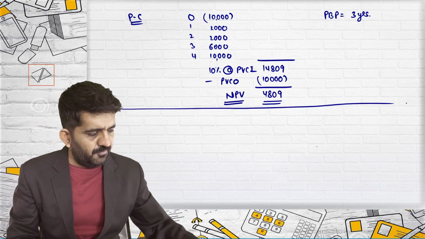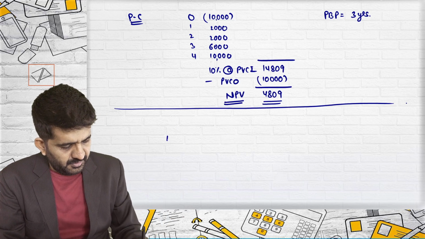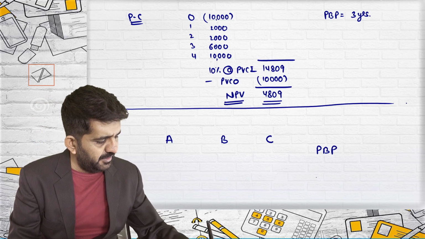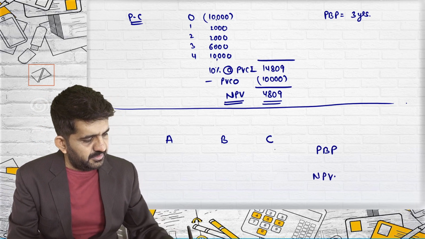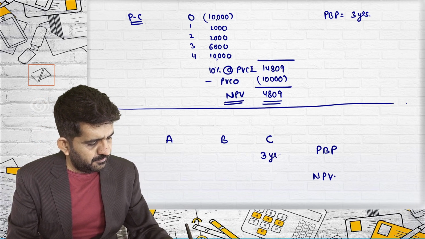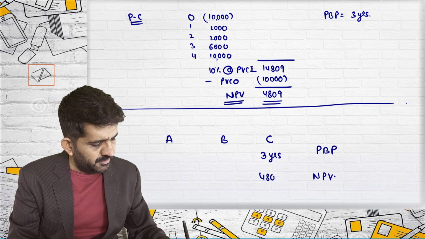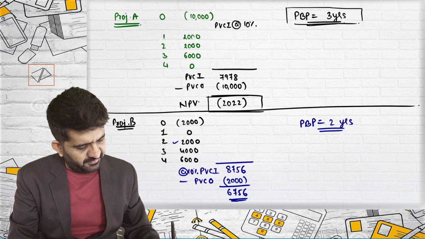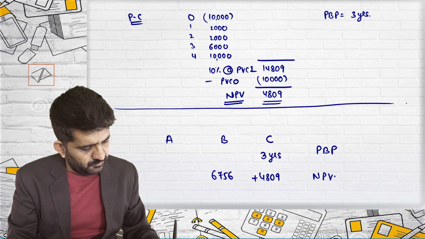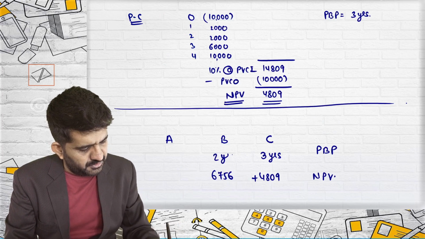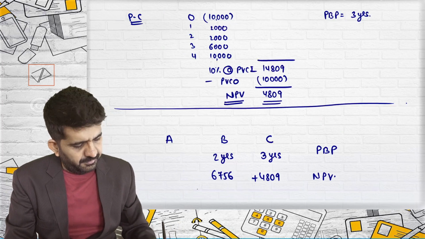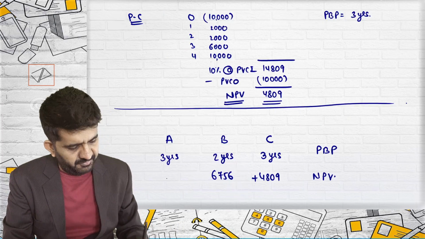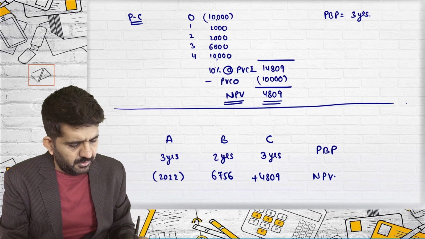I am drawing a summary of project A, B and C. A, B, C, payback period, NPV. For C, payback period is 3 years. NPV is 4809 positive. Project B, NPV is 6756. Payback period is 2 years. Project A, payback period is 3 years. NPV is negative 2022.